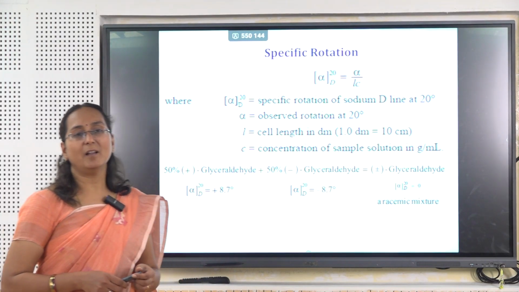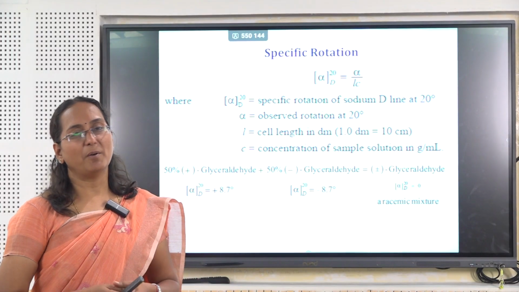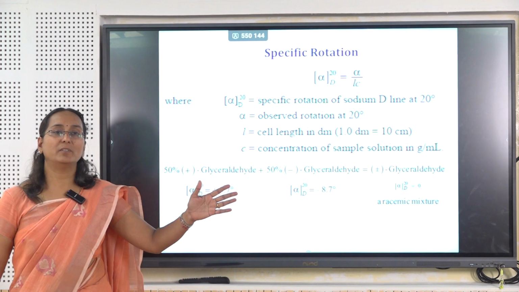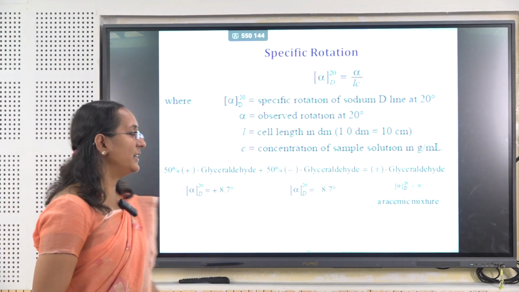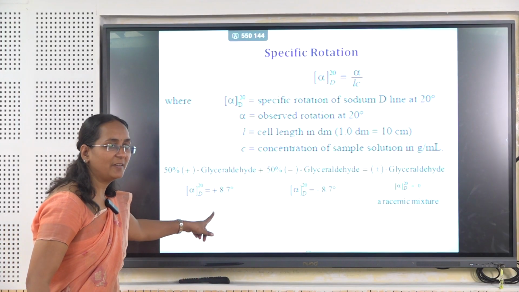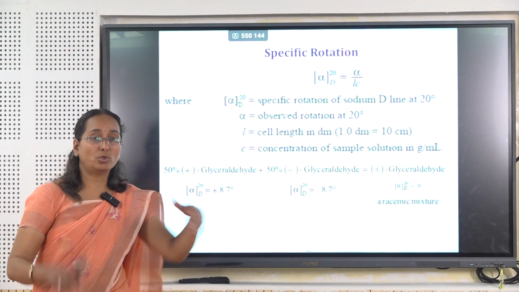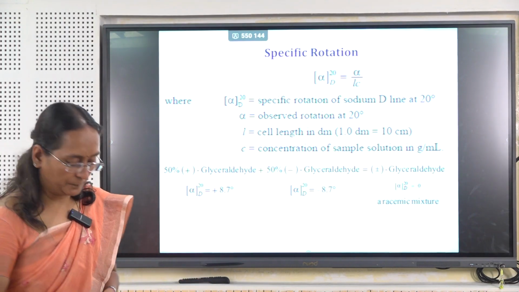So we can understand that in the racemic mixture both forms are there in a 50-50% ratio. By the specific rotation we can calculate that the specific rotation of the racemic mixture will be 0, because the first one has plus 8.7 and the value for minus glyceraldehyde is minus 8.7. So the total specific rotation of the racemic mixture will be 0.